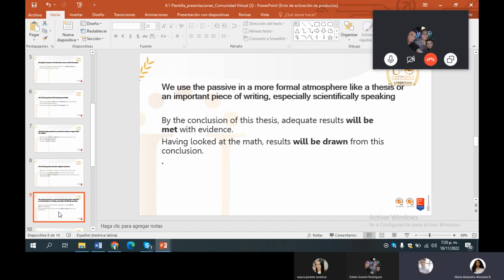Yes, we use the passive in a more formal atmosphere, like a thesis or an important piece of writing, especially scientifically speaking. By the conclusion of this thesis, adequate results will be met with evidence. Having looked at the math, results will be drawn from this conclusion. Pretty important.